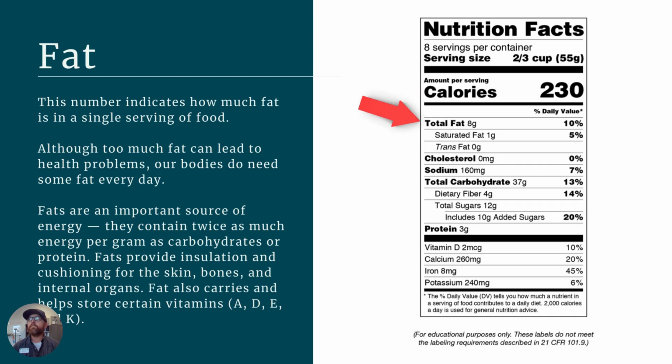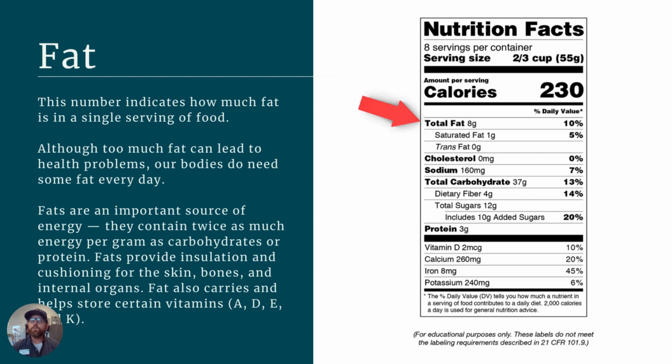So let's talk about fat. This is the number of how much fat is in a single serving of food. Now, although too much fat can lead to health problems, our bodies do need some fats, and we want to make sure we're getting those good fats in our diet. Some good examples of good fats would be olive oils and avocados, and nuts are good sources of fats.